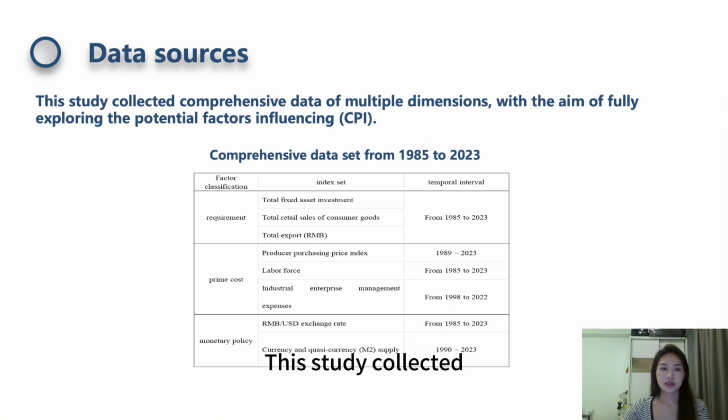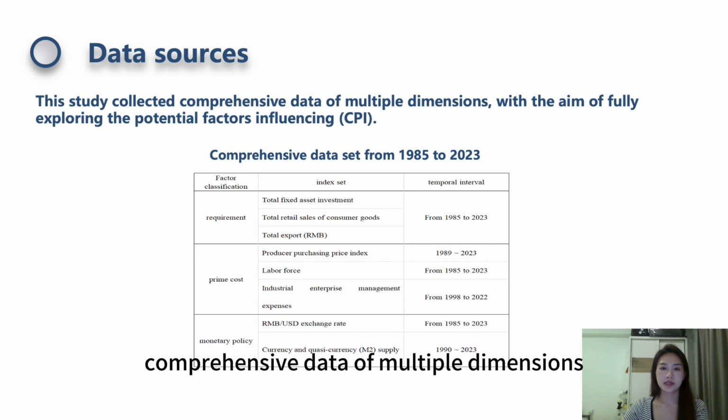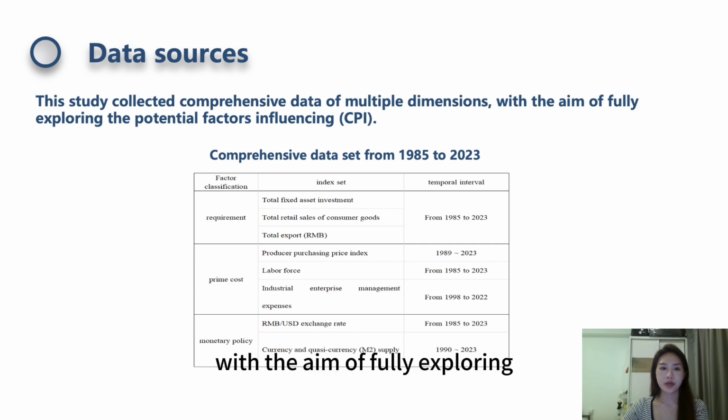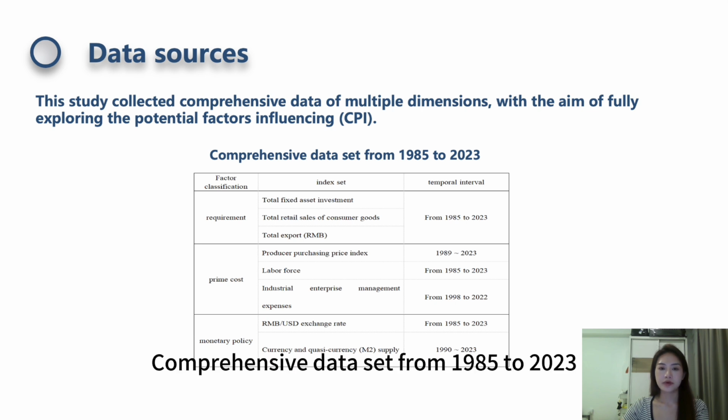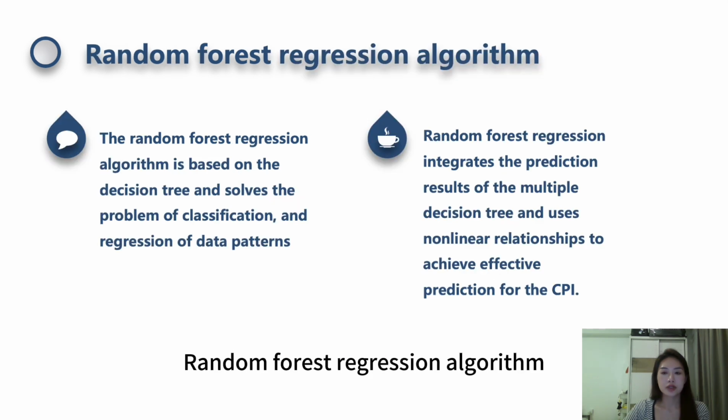Data sources. This study collected comprehensive data of multiple dimensions with the aim to explain the potential factors influencing CPI. Comprehensive data set for 1985-2023. Random forest regression algorithm.